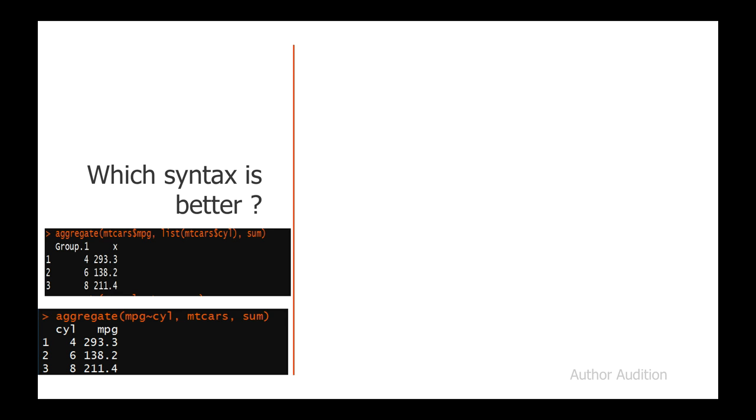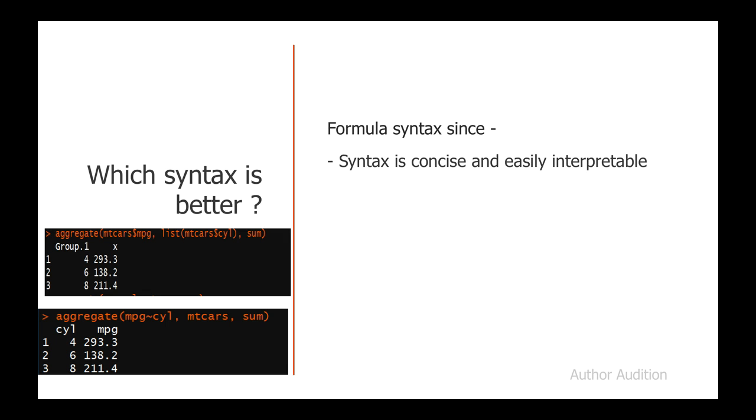Now which syntax is better? For comparison purposes, I have kept both syntaxes next to each other. Now this is more of a subjective matter and of coding style, but many prefer the formula syntax since it is clear, tidy and easily interpretable. You get a clear idea of what is going on. There is no need to mention the data frame name again and again. In the first syntax, we had to explicitly mention the data frame name as mtcars$mpg, whereas that was not the case in the formula syntax, as we can see in the second example.